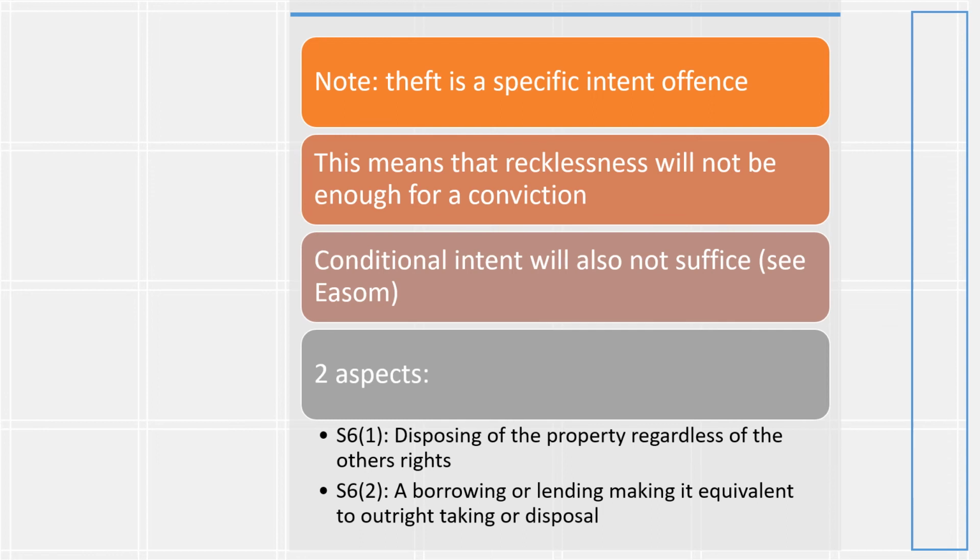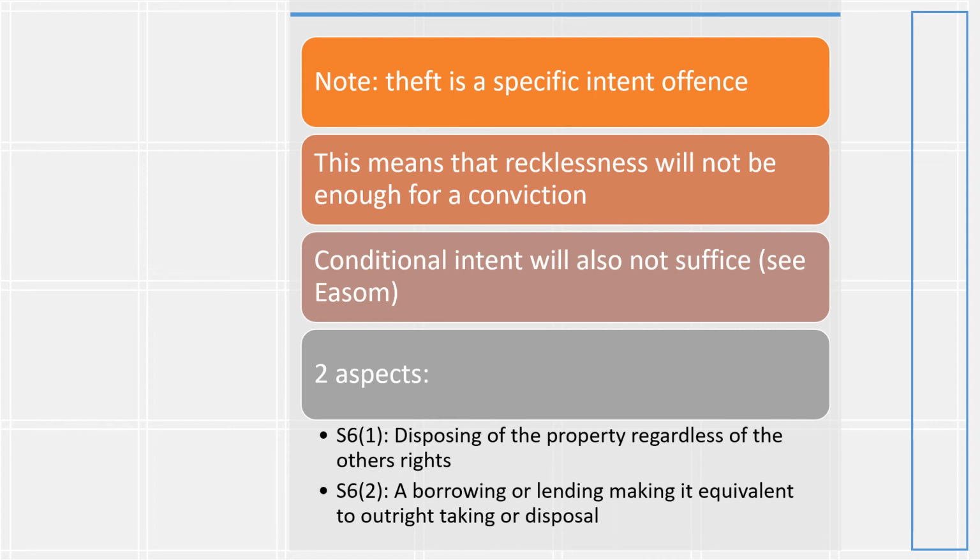So we've got a note with theft. It's a specific intent offence, which means we cannot recklessly commit theft. So we can't be recklessly dishonest, and we can't recklessly intend to permanently deprive. It is on the prosecution to make sure beyond reasonable doubt that these issues are satisfied, and it is intent specifically. Also, conditional intent will not suffice. That might be an attempted theft, but again, we'll look at that in a separate video. But ultimately, there are two aspects.